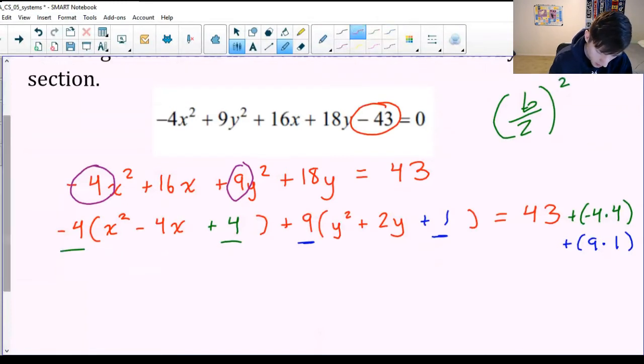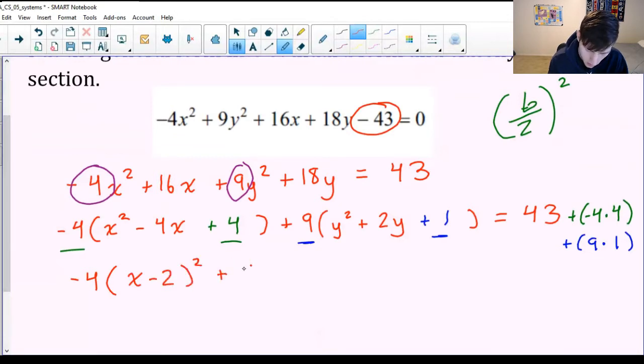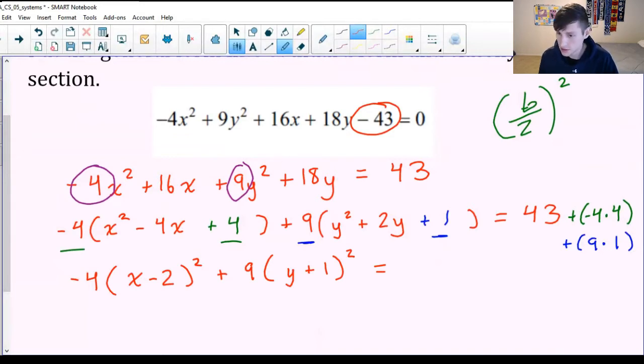Great. So now on the left, since I've created this trinomial that should be a perfect square now, since we completed the square, I'll go ahead and factor that. X squared minus 4x plus 4 would factor into x minus 2 squared. Y squared plus 2y plus 1 factors into y plus 1 squared. Right, and then on the right side, it's just doing the calculations.